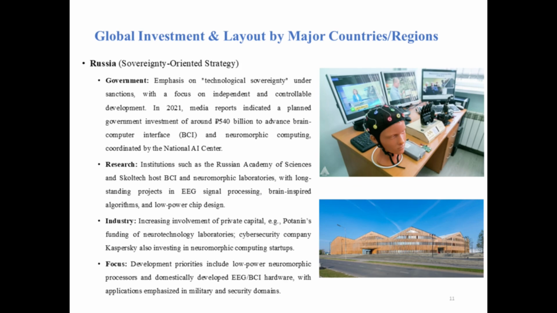This strategy's primary focus is on developing domestic alternatives. The goal is to create low-power neuromorphic chips for critical applications, with a particular emphasis on the defense sector and edge AI, ensuring Russia's technological independence in these key areas.